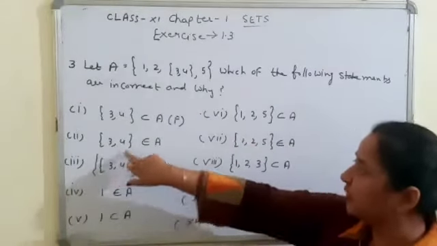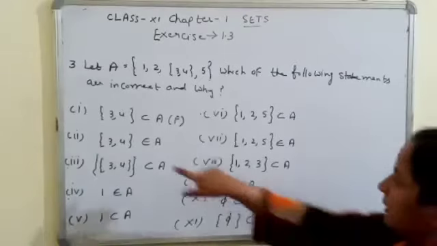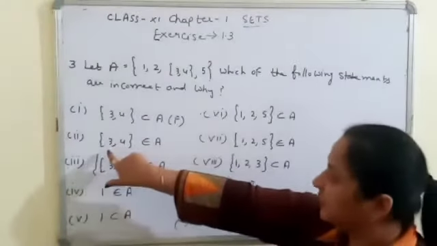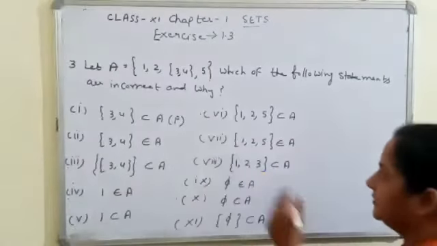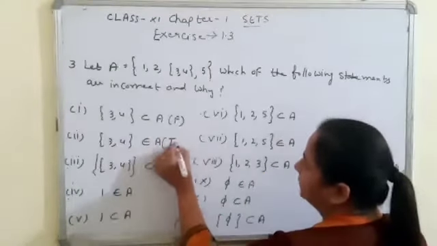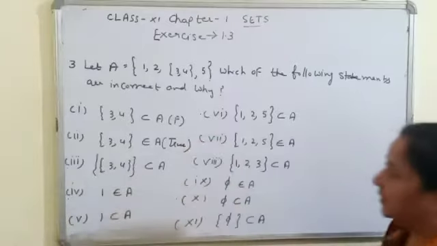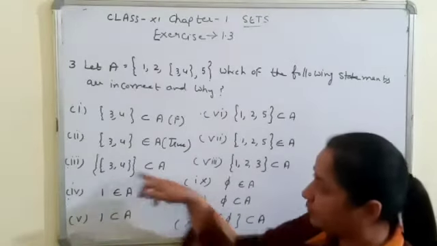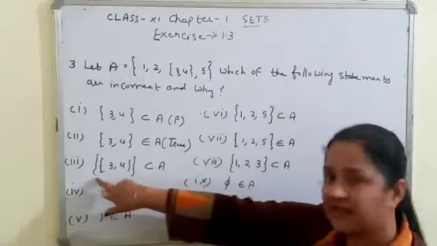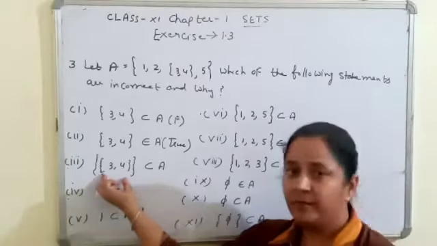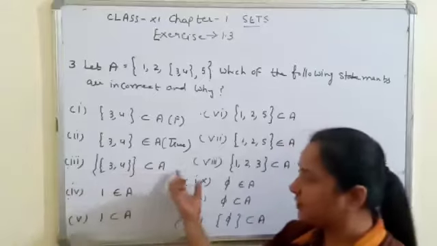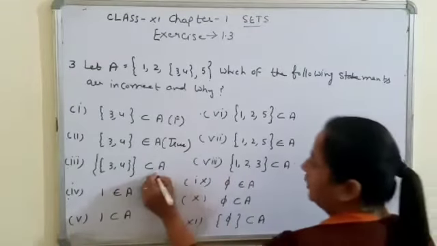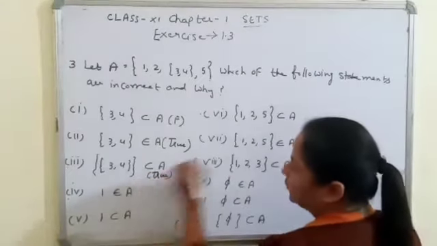Second one, {3, 4} belongs to set A. Yes, this is the element. This element {3, 4} belongs to set A. This is the true statement. Third is, now this is true because {{3, 4}} is in the form of a set. The element {3, 4} we are writing here, this is in the form of a set. So this is the subset of set A. This is a true statement. Third is true.